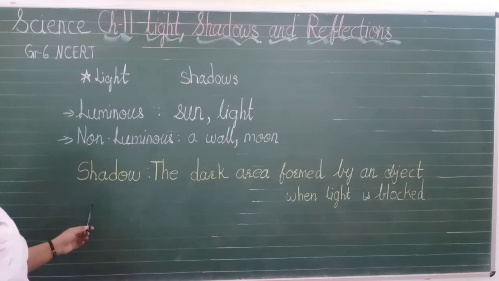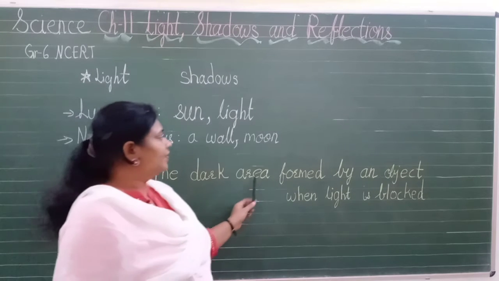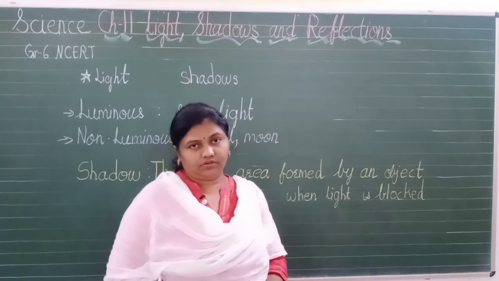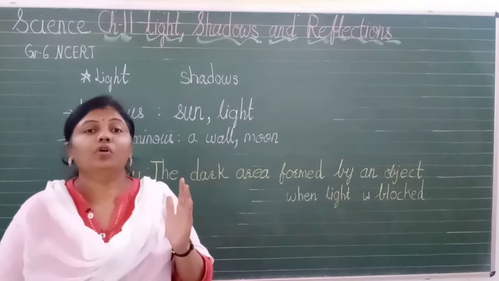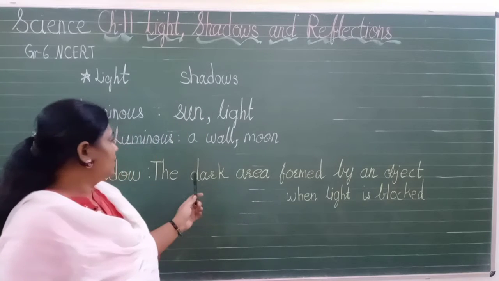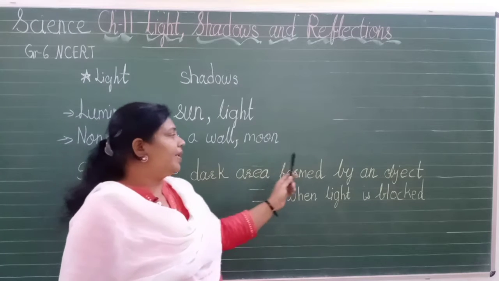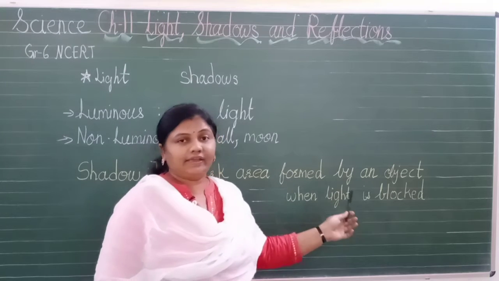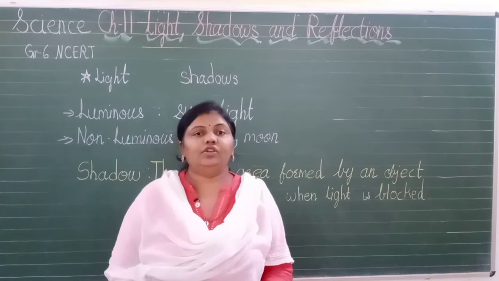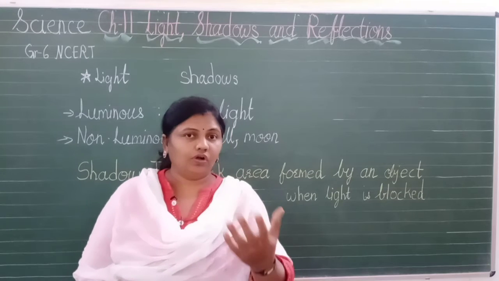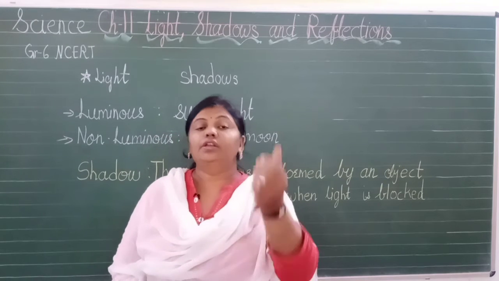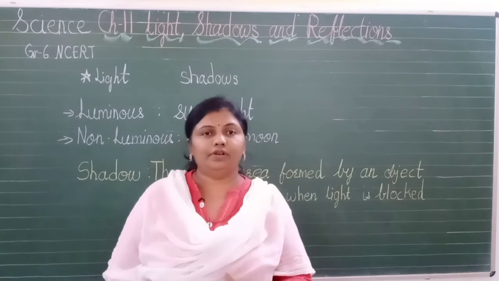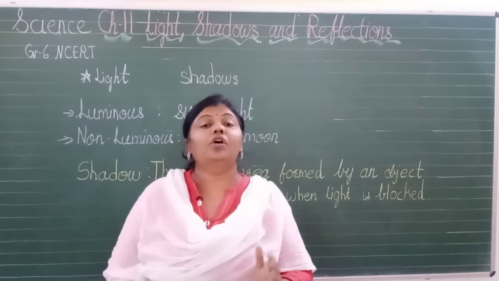Now what is the shadow? The dark area formed by an object when light is blocked. So shadow is formed only and only when a dark area is there by an object. Dark area formed by an object when light is blocked. Suppose I am standing over here and anybody blows a torch from my front side. Nothing can be seen from the back. Okay, so shadow will be able to form. So we can say that opaque objects.